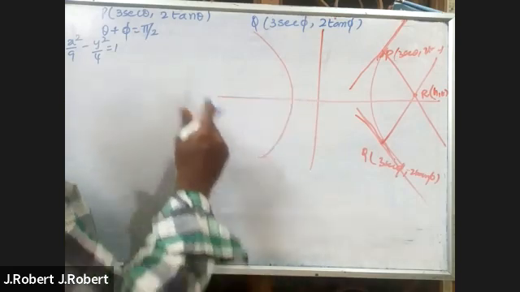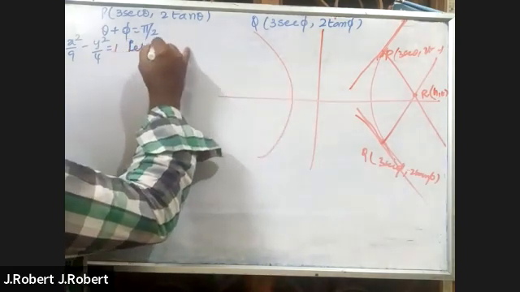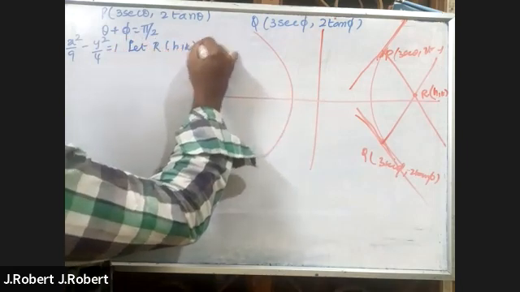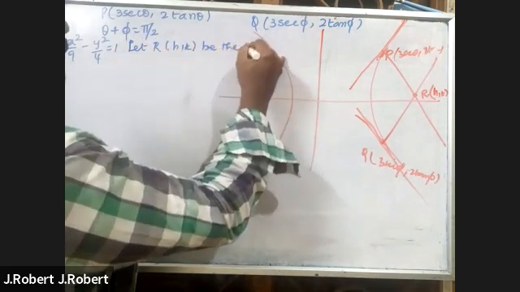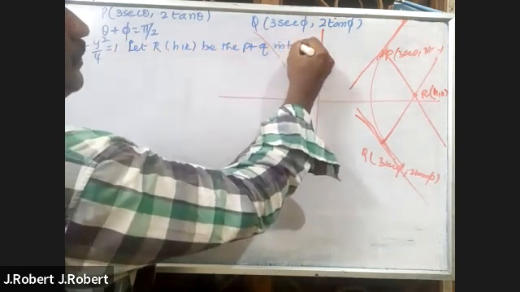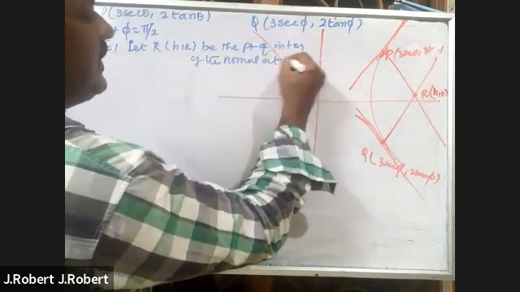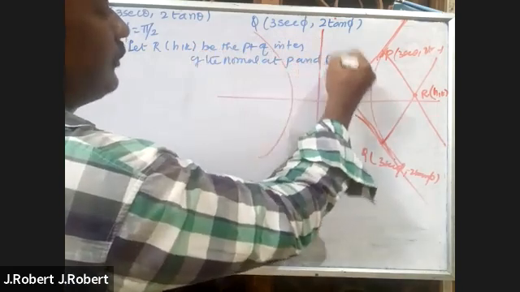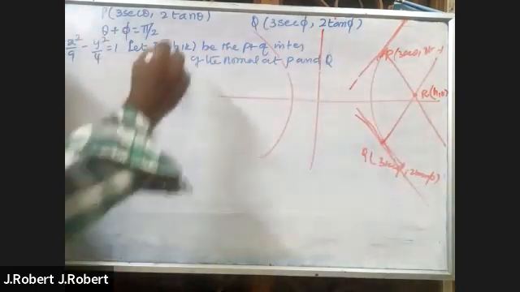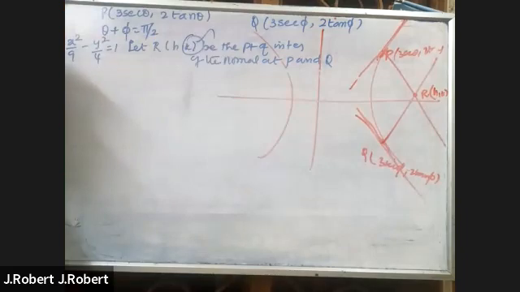Let R (h, k) be the point of intersection of the normals at P and Q. Don't forget that. So we have to find the value of k.